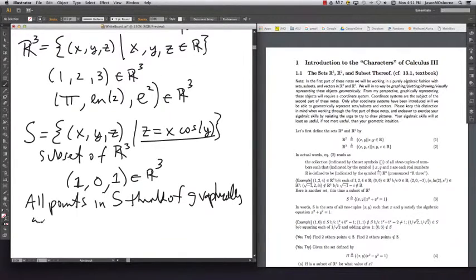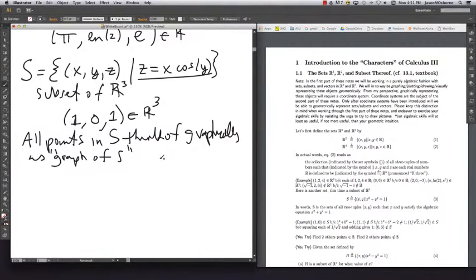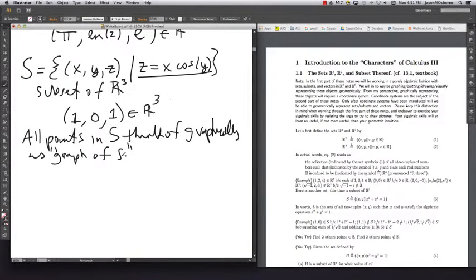You can think of that graphically as the graph of the set S. Okay? So this set S can't possibly be all points in R3. For example, notice the following: if I pick X to be 2 and I pick Y to be 5, then the Z value will be 2 cosine of 5. So this is a point in S.